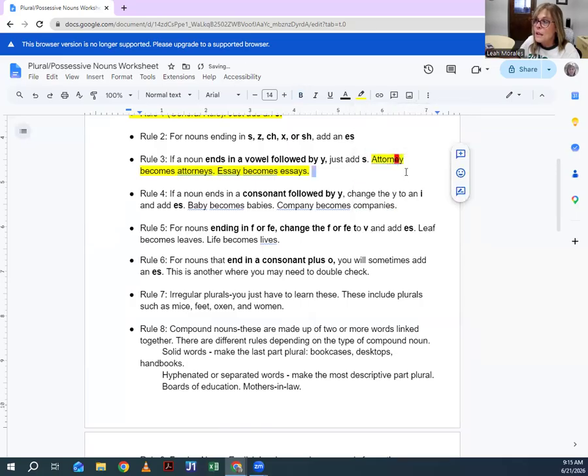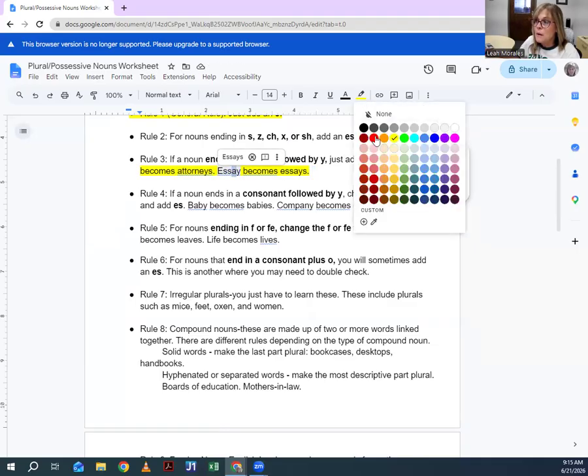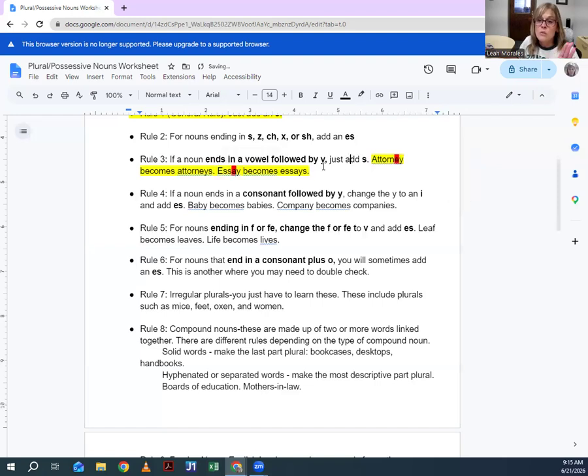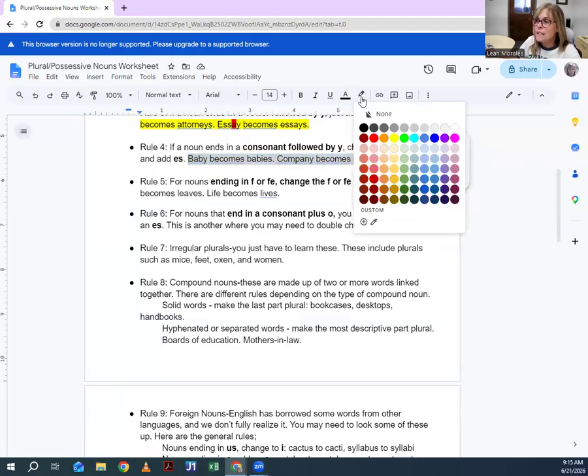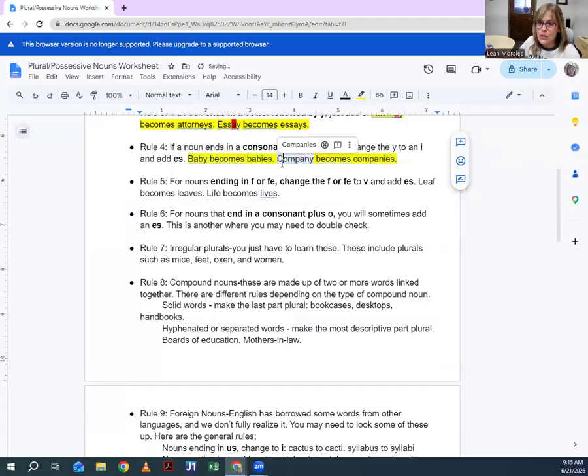You have a vowel, and then it's followed by Y. Same thing with essay. You have a vowel, A, and it's followed by Y, so you just put an S at the end. But if a noun ends in a consonant followed by Y, change the Y to an I and add ES. Baby becomes babies, company becomes companies, right? You recognize this when you see them. You just don't understand that there's a specific rule.